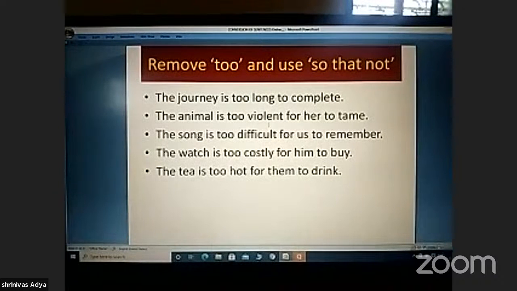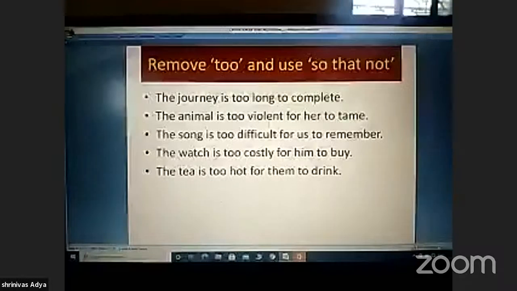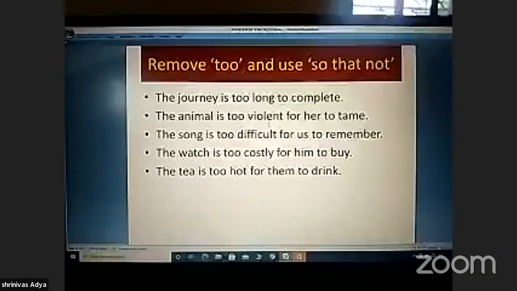The watch is so costly that he cannot buy it. Last sentence. The tea is too hot for them to drink. The tea is so hot that they cannot drink it. In the middle of all this noise, I'm happy that many of you have answered correctly. The tea is so hot that one cannot drink it.